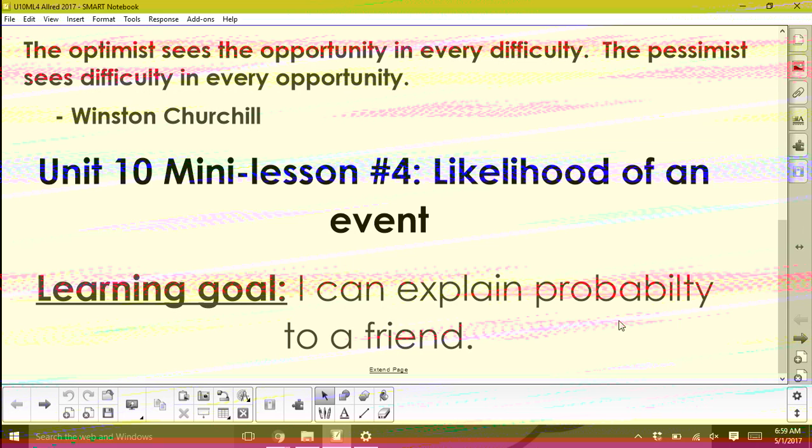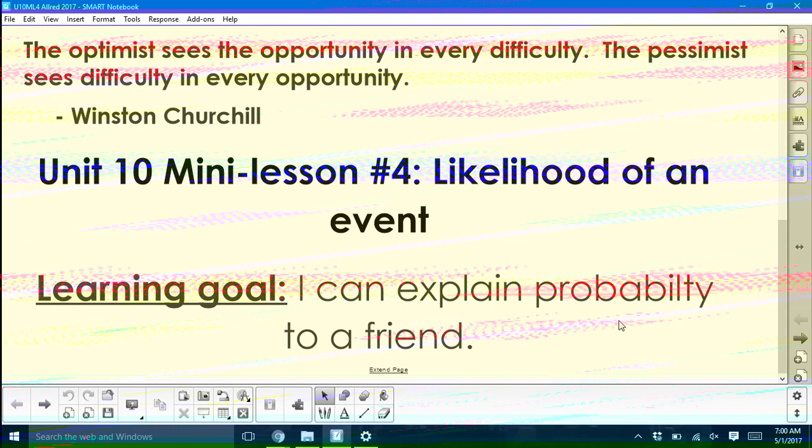Before I begin, I want to read this lovely quote from Winston Churchill that says, "The optimist sees the opportunity in every difficulty, and the pessimist sees difficulty in every opportunity." So today, let's be an optimist and let's work through these difficult math problems, but instead of seeing them as difficult and challenging, let's see them as an opportunity to learn and grow as math students.